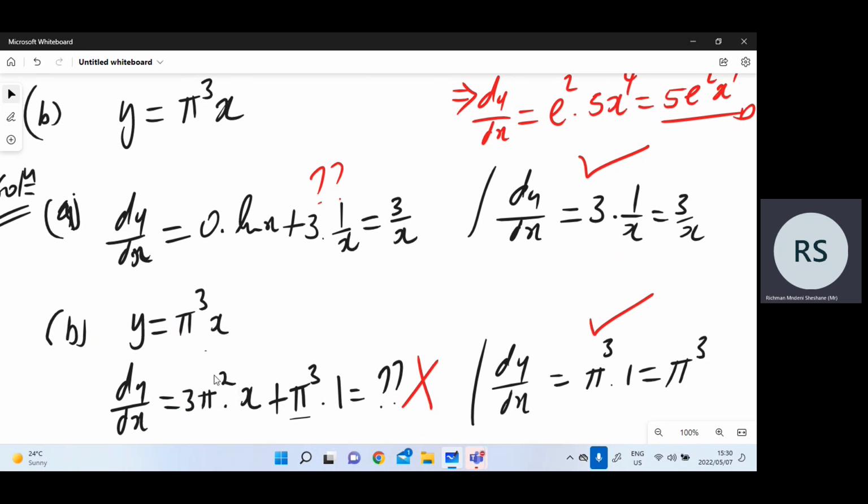This is a product rule here, deriving the function here. So they derive the first, 3 pi to the power of 2, when they derive pi to the power of 3. And then they leave the second, plus they leave pi and deriving x as 1. And then the question: is this correct?